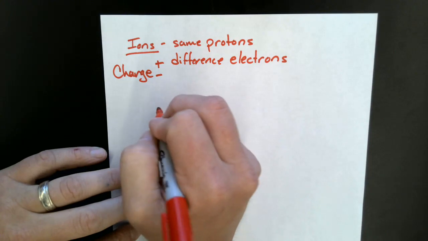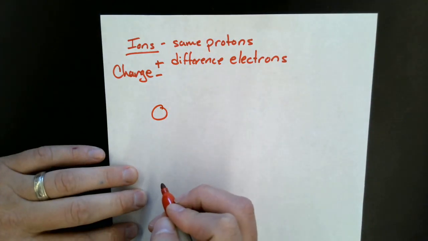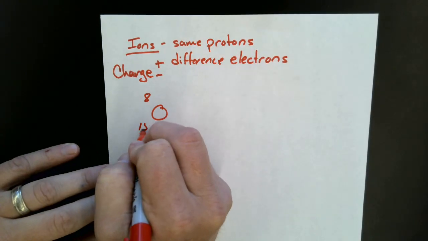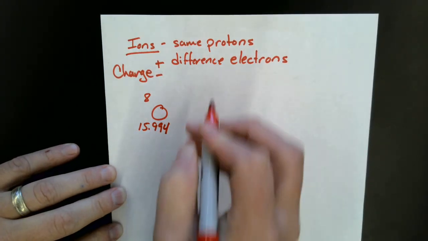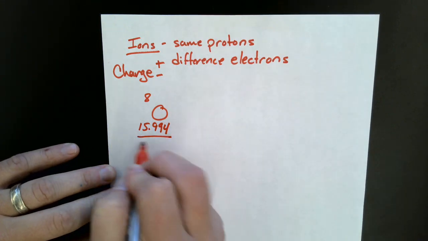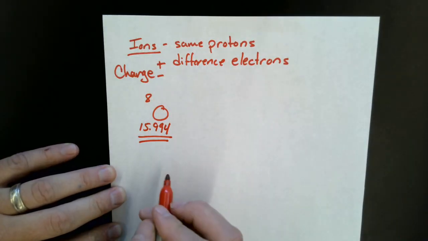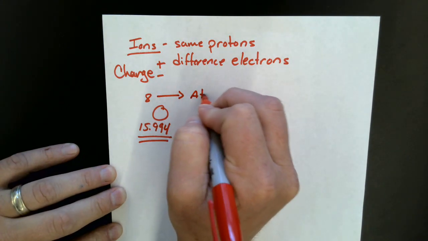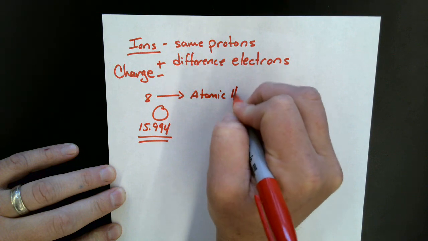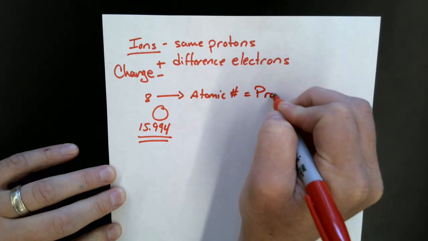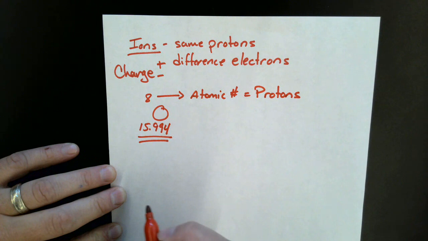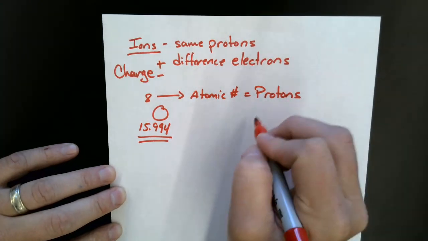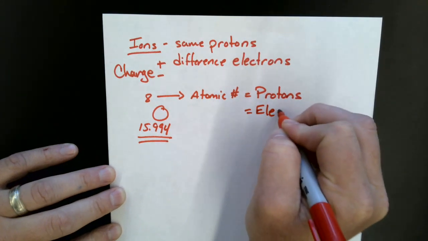So let's just take oxygen. And from our previous videos, we will know that it has an atomic number of 8 and 15.994 is its atomic mass. Really, the atomic mass we don't need to know for ions because we're not concerned with the number of neutrons. What we're concerned about is the atomic number, because that's going to give us the number of protons. And we're going to assume right now that the atom is neutral, so that will also give us the number of electrons.